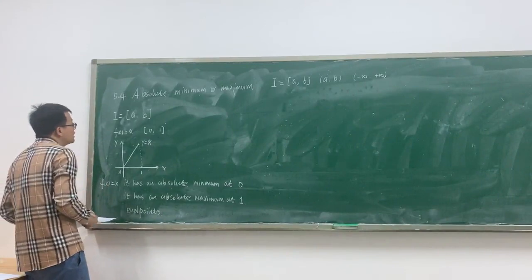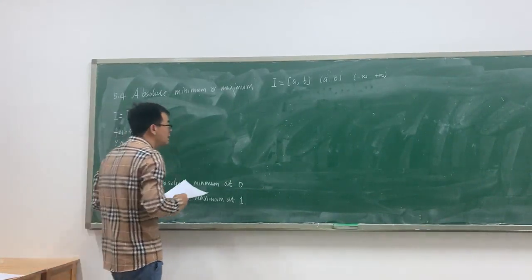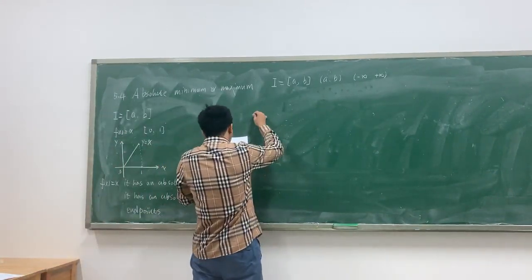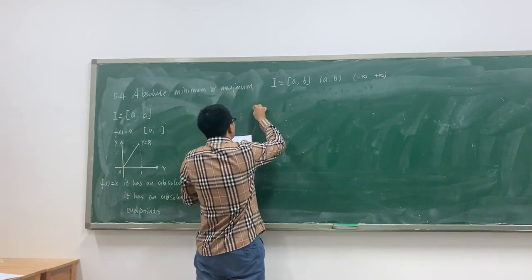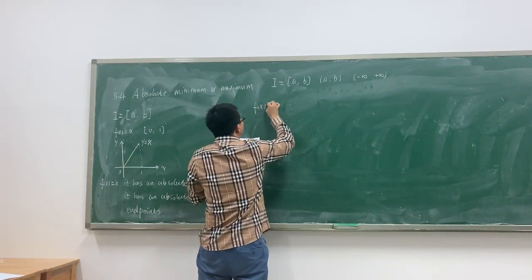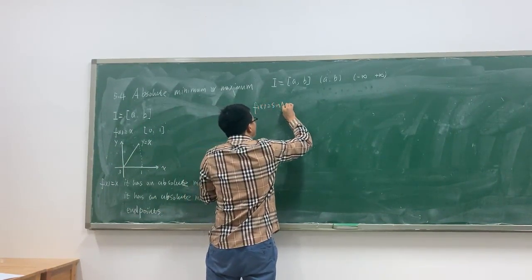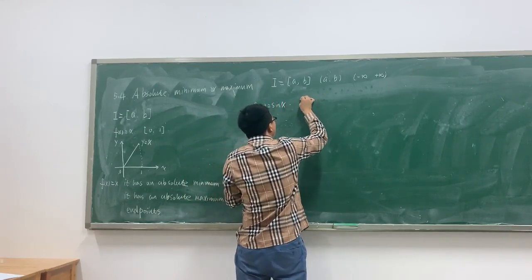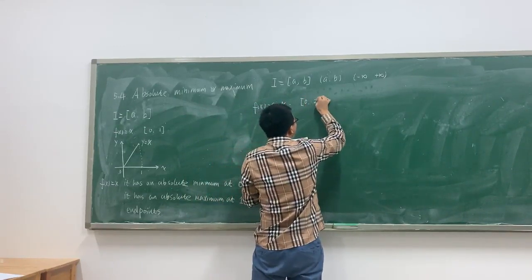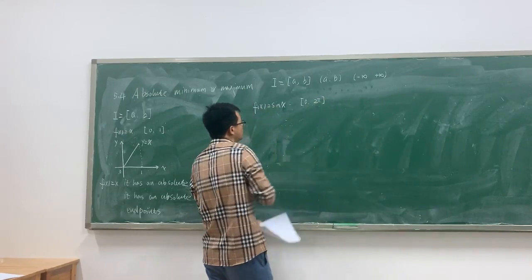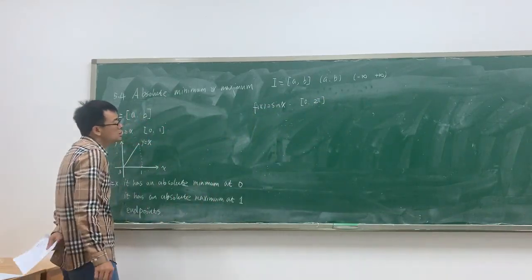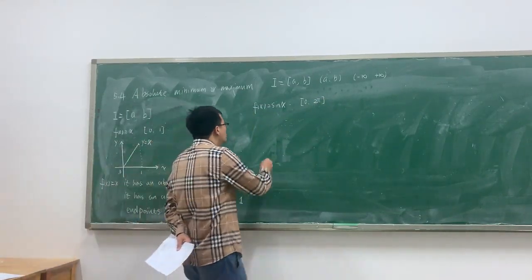For the second, let's see the function f(x) equal to sin x, for this function in the interval 0 to 2 pi, in this closed interval. So here we plot the graph.